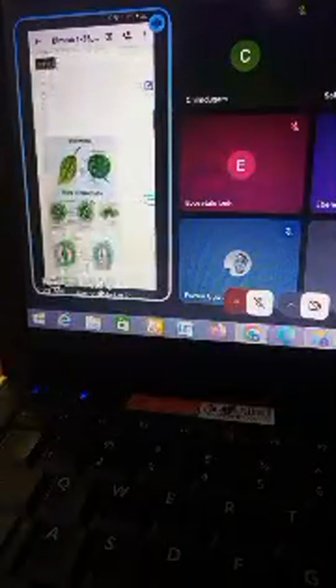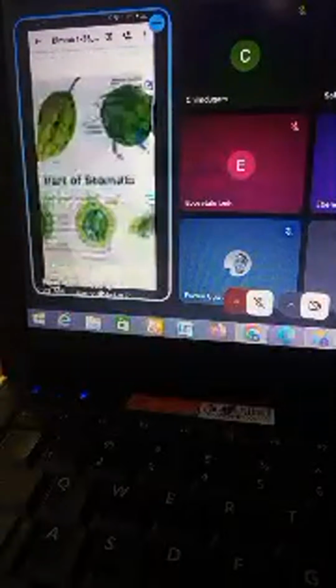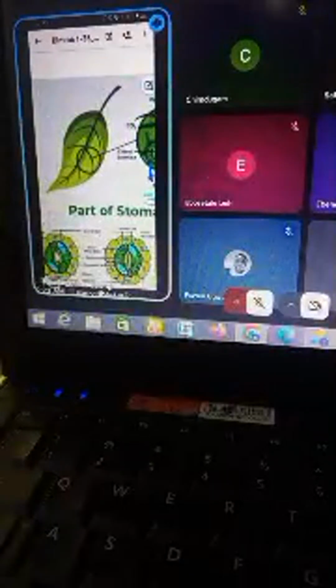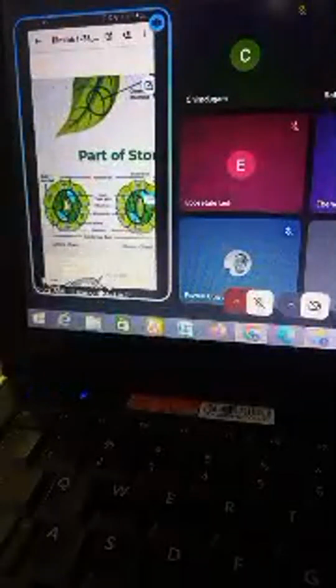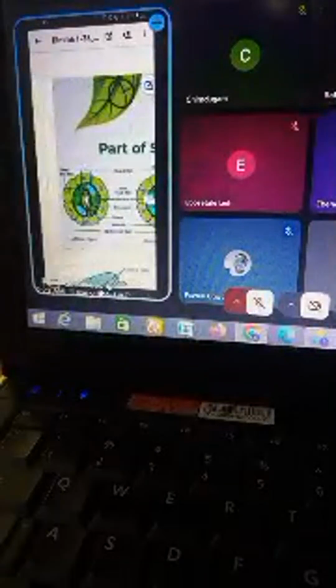Okay. I think I have a diagram representing it. So you see this part that has been circled. That is where you can find it on the underside of the leaf. That's where you can find the stomata. And the stomata is surrounded by guard cells. What's the function of guard cells? I told you earlier on. What's the function of guard cells?